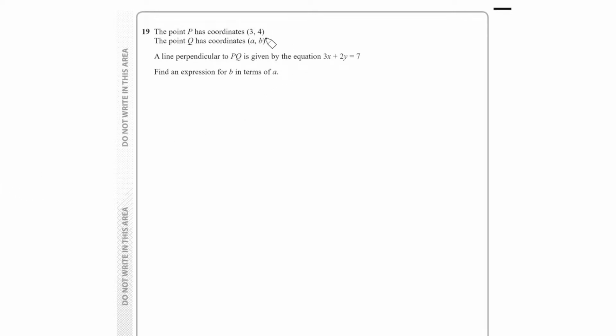So the point P has coordinates 3, 4, the point Q has coordinates A, B. A line perpendicular to PQ is given by the equation 3x plus 2y equals 7. Find an expression for B in terms of A. Again, that just means B is the subject, everything else A.